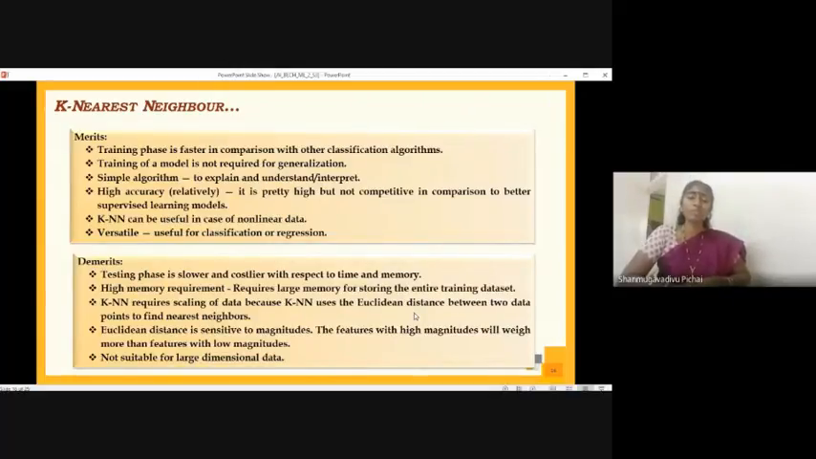But what are the demerits? The testing phase is slower and costlier with respect to time as well as money. Because all the data points have to be stored in memory all along. In addition, we have to compute another value called the distance, and we have to store those distance values in memory again. They have to be sorted, and then you have to identify the best possible neighbors. Because you need to store a lot of intermediate values, this method is demanding on memory and computational time.